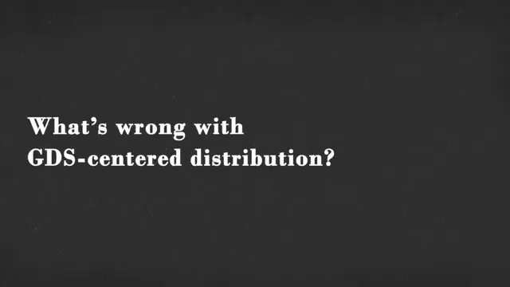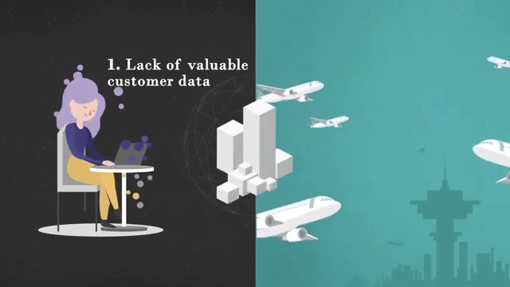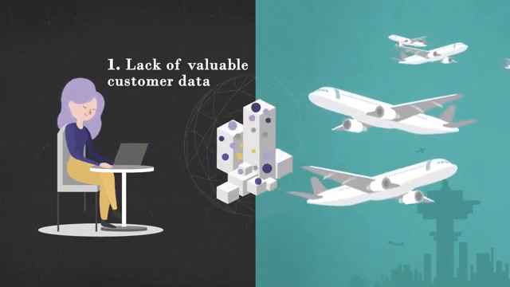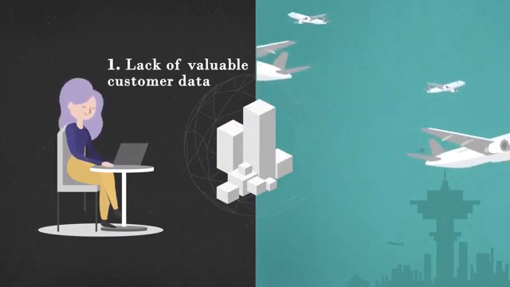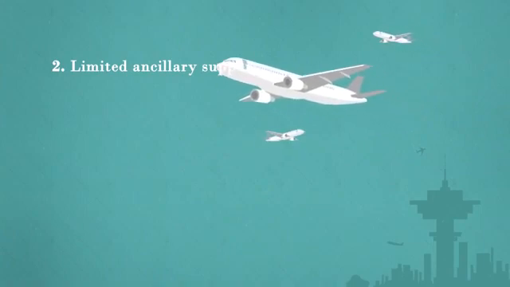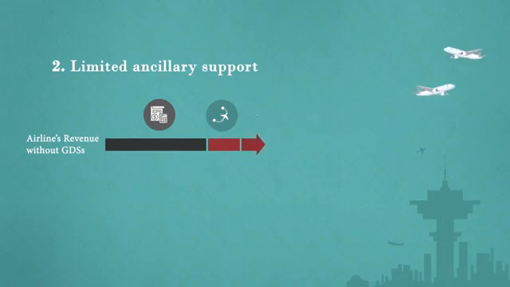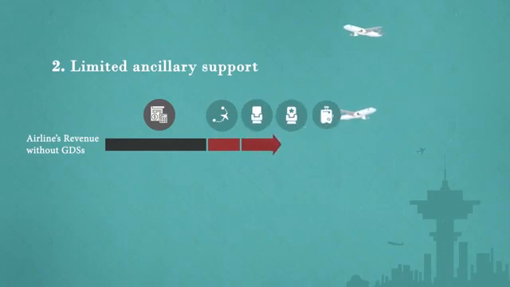First problem is the lack of valuable customer data. As GDSs process bookings, most of the information remains in the hands of middlemen and doesn't allow airlines to track their customers and eventually adapt to their preferences. Second, limited ancillary support. Airlines receive very thin margins in the sale of their core services, carrying people from point A to point B. The main source of profit for many airlines is allowing you to choose seats, upgrade a class, take more luggage, get priority boarding, or order a better meal.